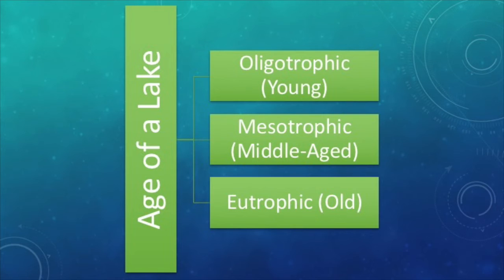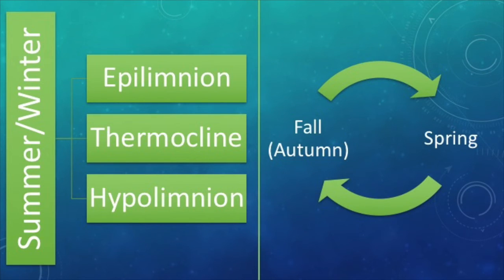Humans can speed up this process by introducing plant nutrients to a lake in the form of runoff from industrial, agricultural, and municipal areas. Lakes are small enough bodies of water to be affected by seasons in temperate areas that actually experience true seasons based on temperature.